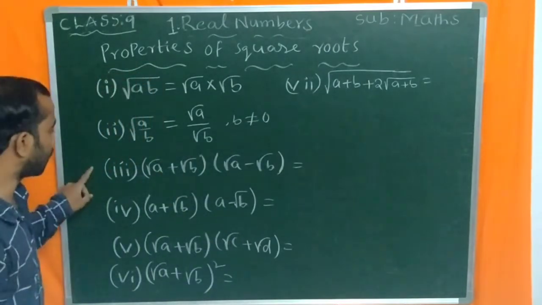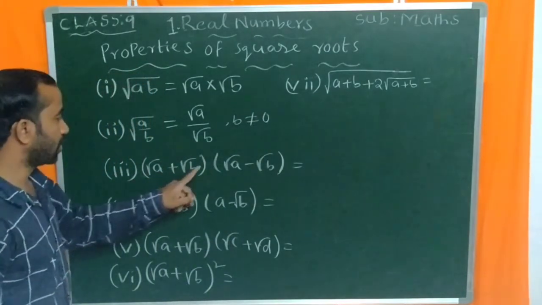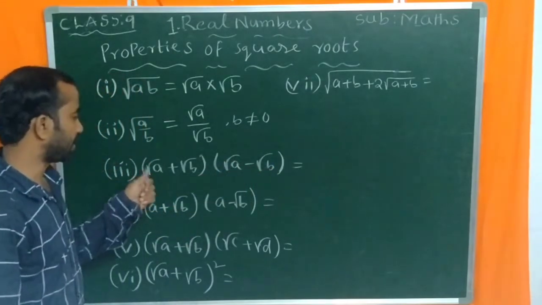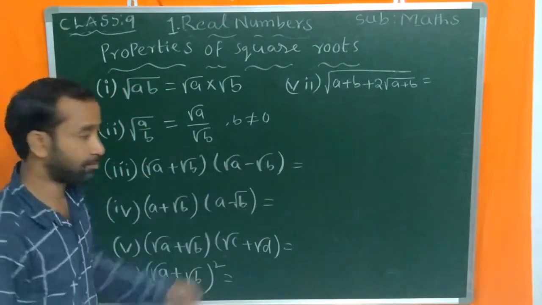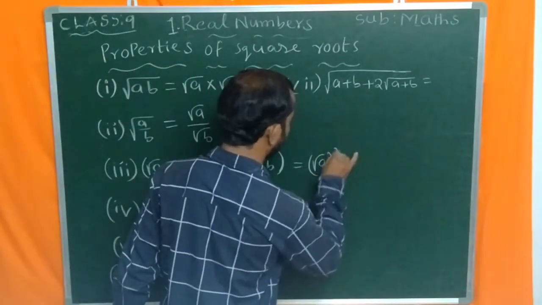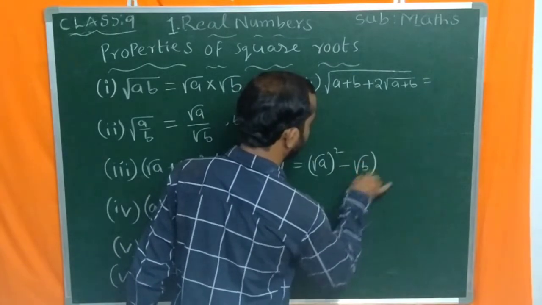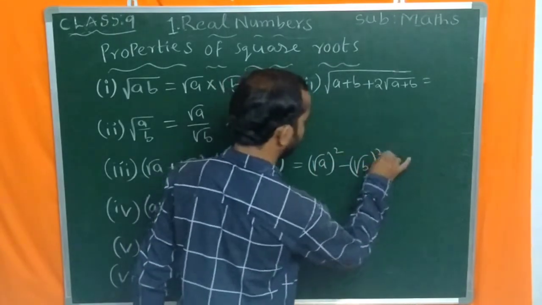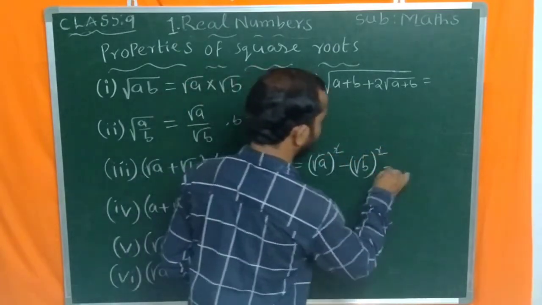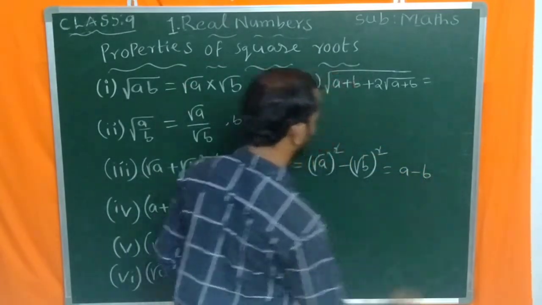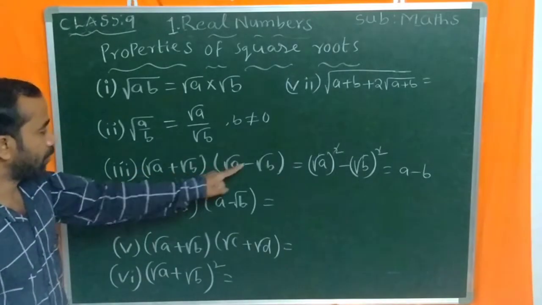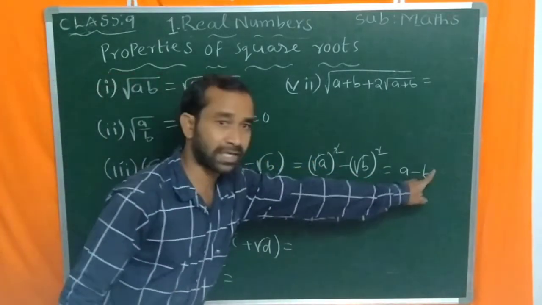Next, the third one, root a plus root b into root a minus root b. This is like (a plus b) into (a minus b), so this is written as a square minus b square, meaning root a whole square minus root b whole square. The square and root get cancelled, giving a minus b. So root a plus root b into root a minus root b equals a minus b.